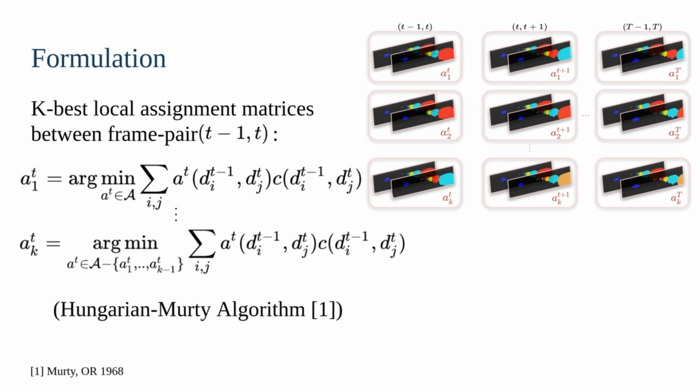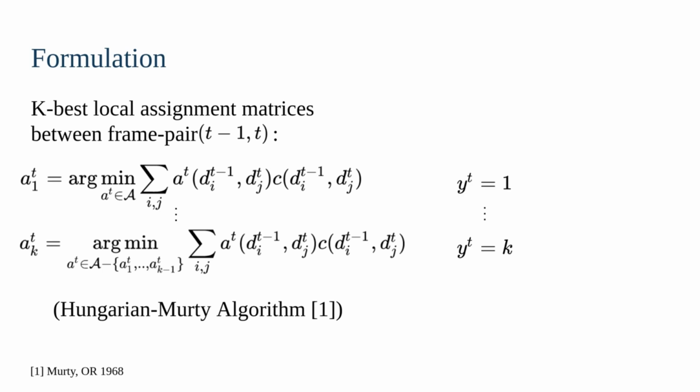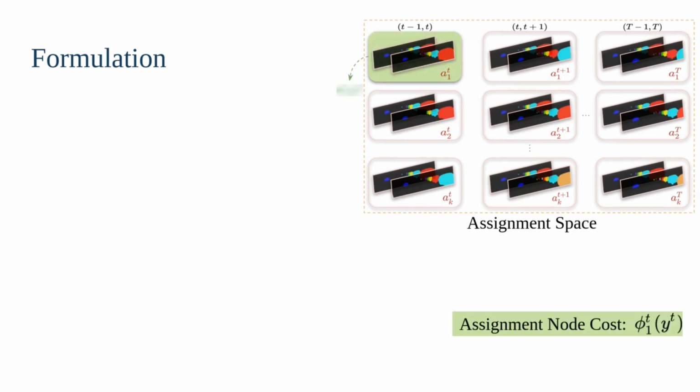The idea is that the set of best local assignments may not always represent the best global assignments. We use Y_T to represent the indices of the top k best local assignments. The set of k best assignments per frame pair over an entire video sequence forms the assignment space. Each node has some node cost phi1, the total cost of assigning all the detections in frame t-1 to the detections in frame t following Y_T assignments.